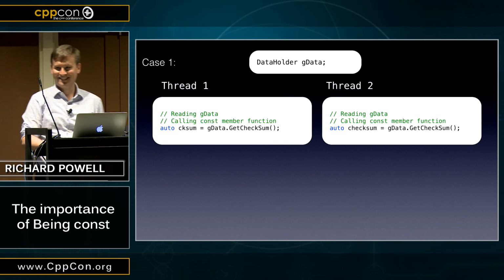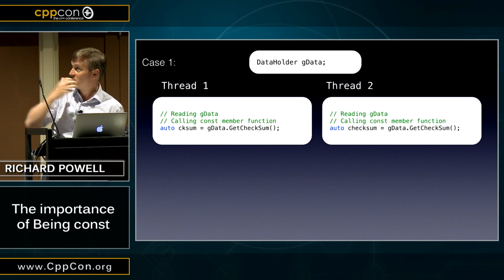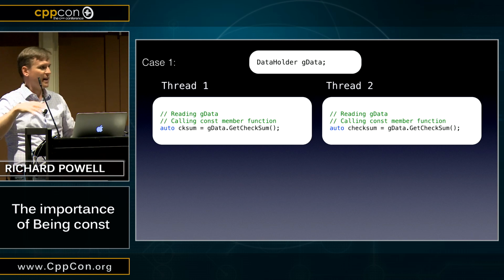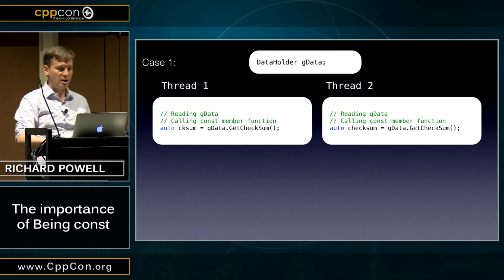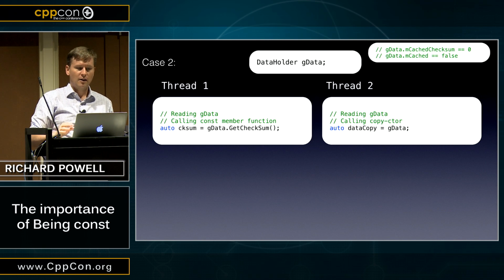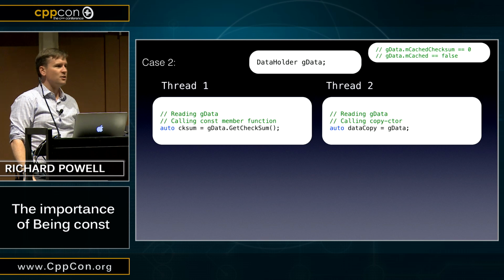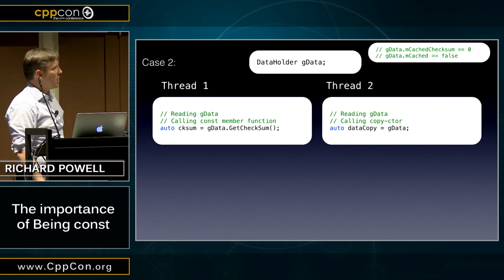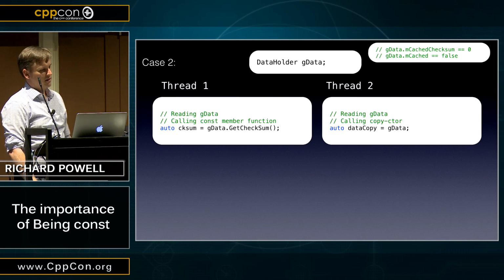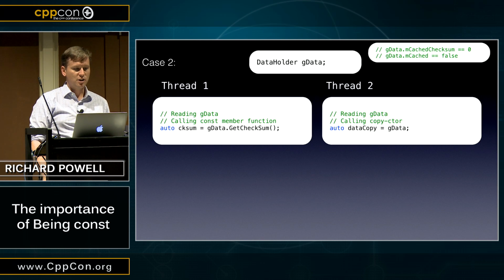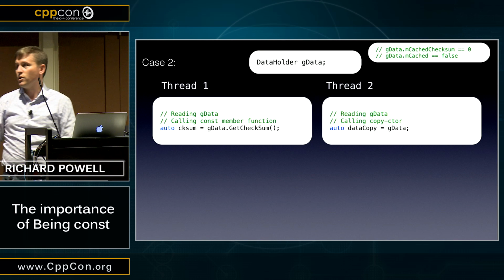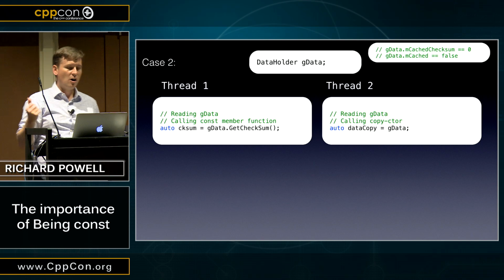Very good. So this is case 1 I worked through, and it's fine-ish. It may take a lot of time, it may do extra work, but it's still okay. What about this case? This is the one you might not think about, the one you probably don't ever think about. I have thread 1, which is just going to call GetCheckSum, and thread 2 is making a copy of my object.